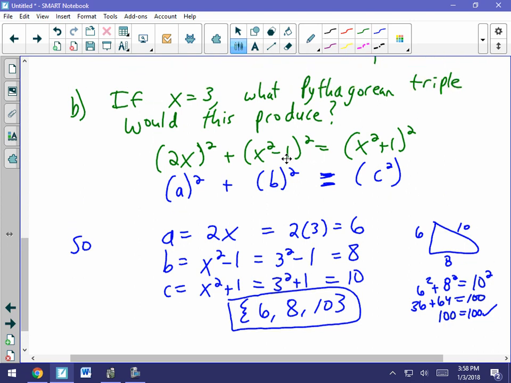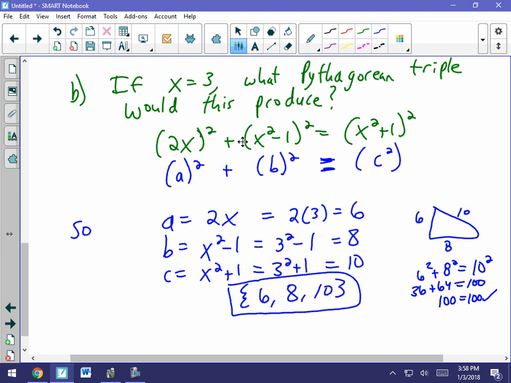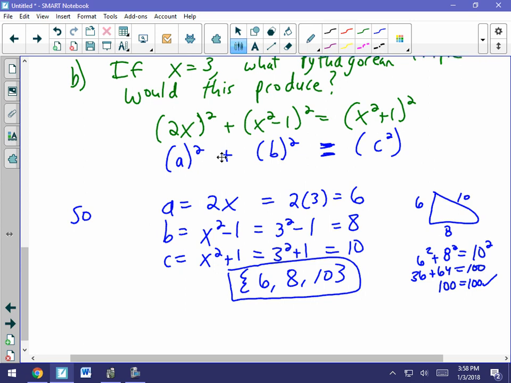So we could generate as many as we wanted, right? What if x equals 2? That would give us another one. What if x equals 5? That would generate another one. And so that's how you can find more Pythagorean triples.